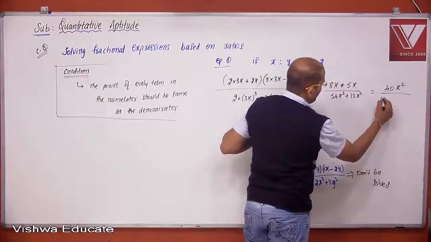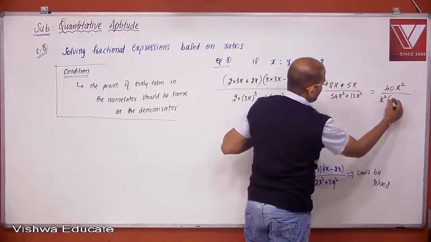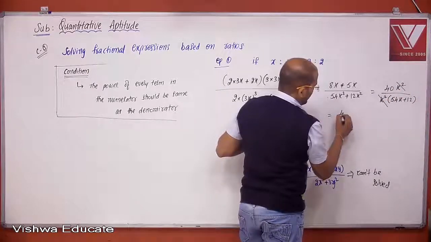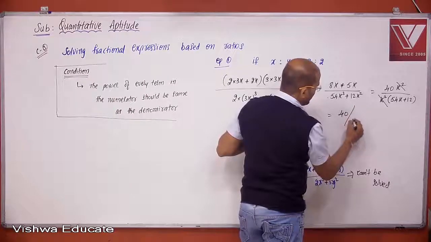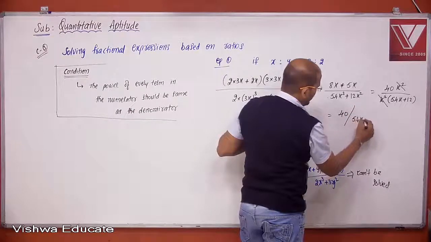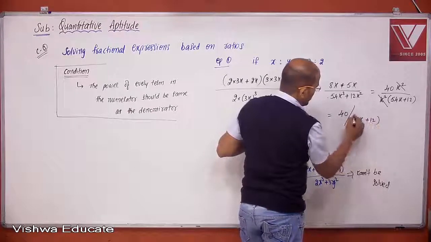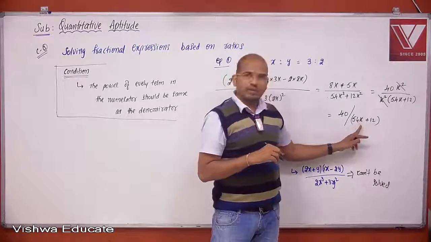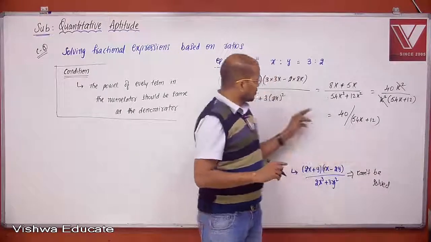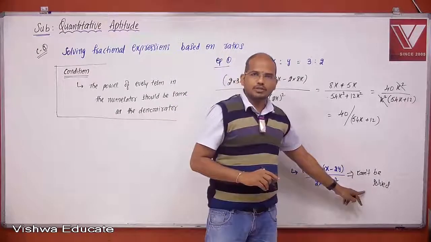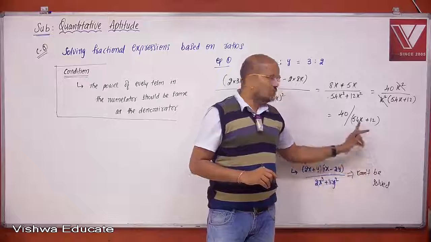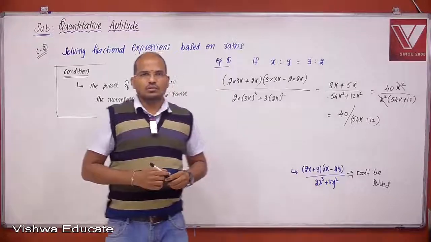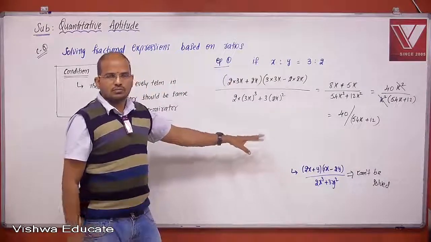If I take out k square common here, 54k plus 12 remains in the denominator, and it becomes 40 by 54k plus 12. As the common term k is not minimized, this problem can't be solved. This problem cannot be solved. Why? Because we have k here. You need not do all these things. Check the exponents.